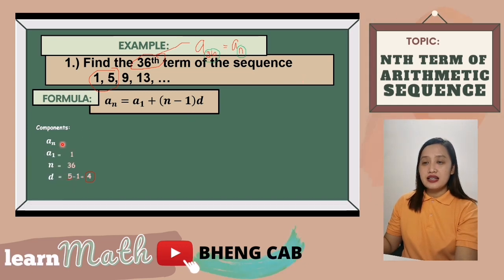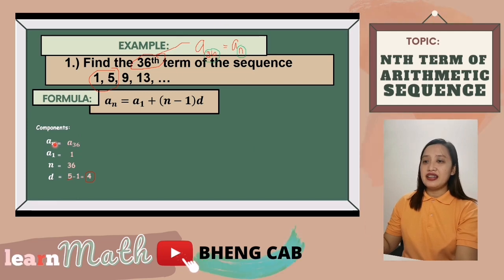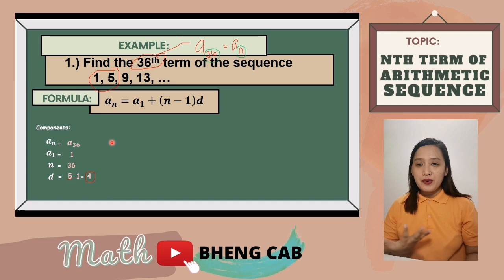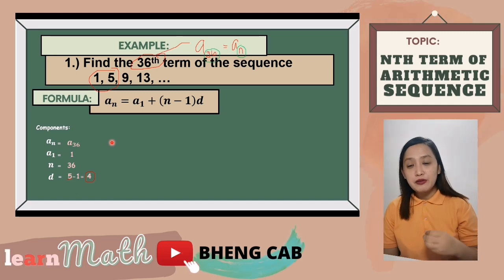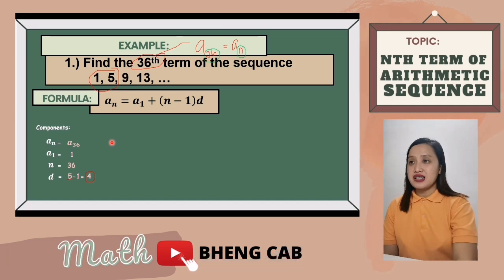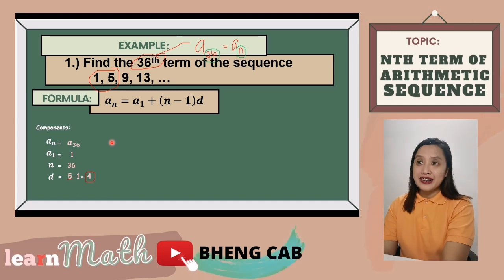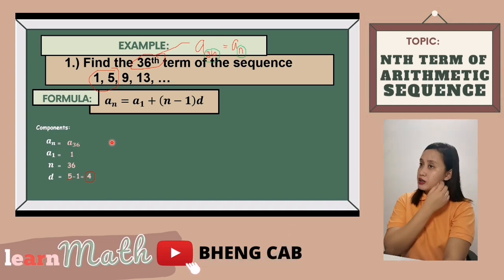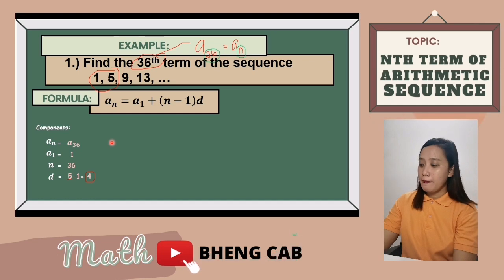Okay. Lastly is finding the a sub n. So, alam naman natin na yung n is 36. So, a sub 36. Pero, nakalagay lang siya as a sub 36. Pero, hindi pa natin alam ano ba yung value ng a sub 36. Ano bang number ang magpa-fall sa pang 36 na term. Ayun ang ibig sabihin ng problem na ito. Or given na ito. Okay.